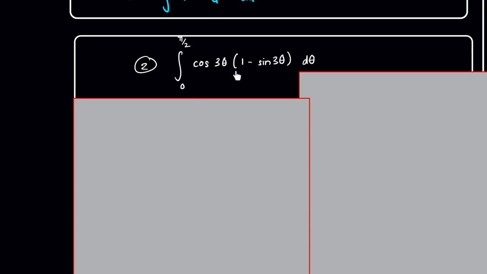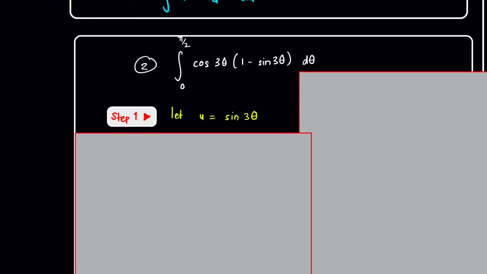So cos 3 theta multiplied with 1 minus sine 3 theta d theta. So how do we choose which one of these expressions to become u? Just like the first example just now, you let u become something inside this bracket. Okay, because in this bracket we have this minus operation. So we just pick this sine 3 theta to become our u. So let u become sine 3 theta.